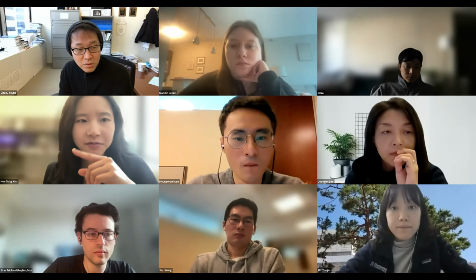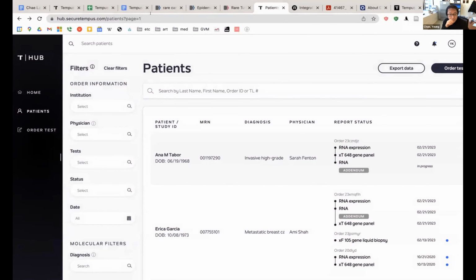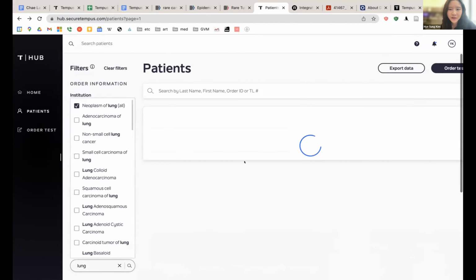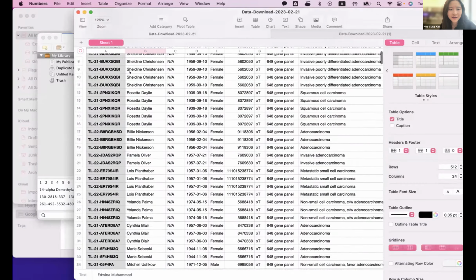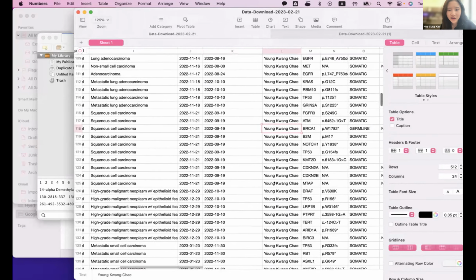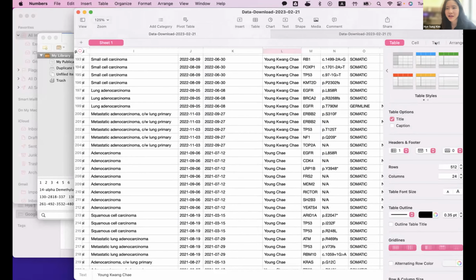Can I just ask Stas quickly a question? Stas, did you get that patient data from this website, Tempest? And then did you filter for tests with RNA and diagnosis? Because once I do this, I only get patients from Dr. Che, and these patients are all from Dr. Che. I don't really see the RNA data here. How did you get that number?